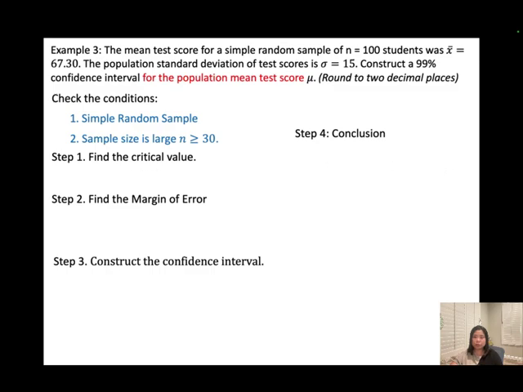Then find the critical value. Just like example 1 and example 2, we want to construct 99%. I want you to try to do it by yourself.